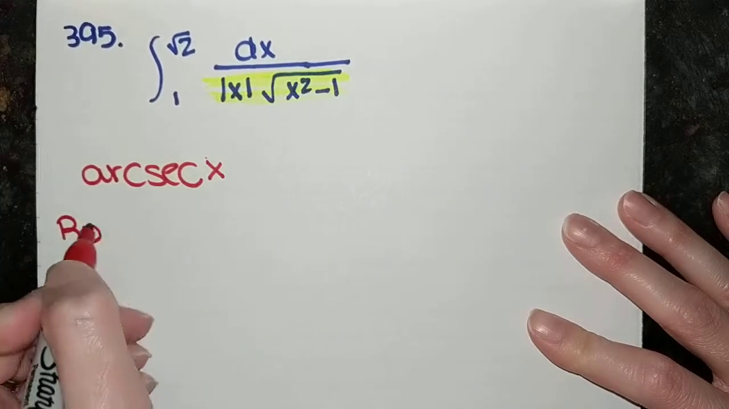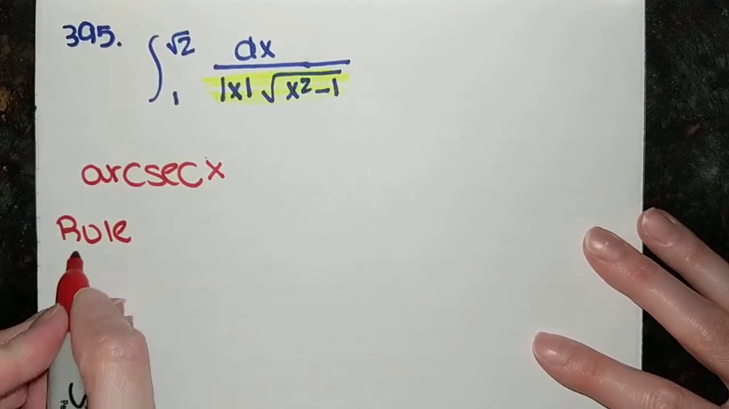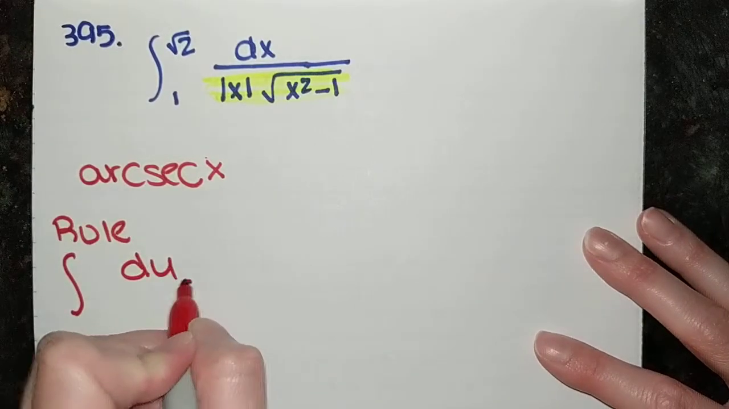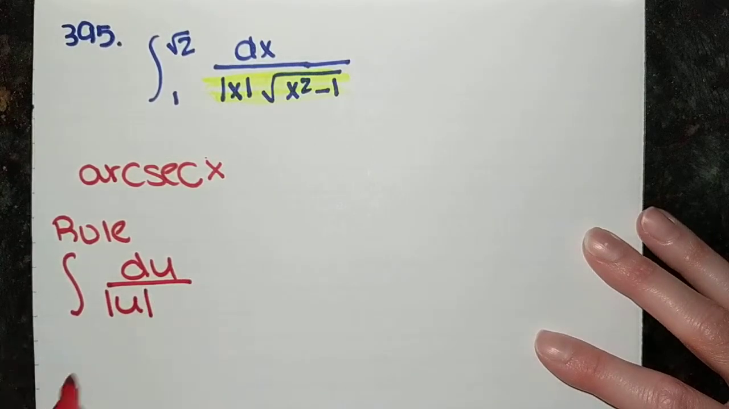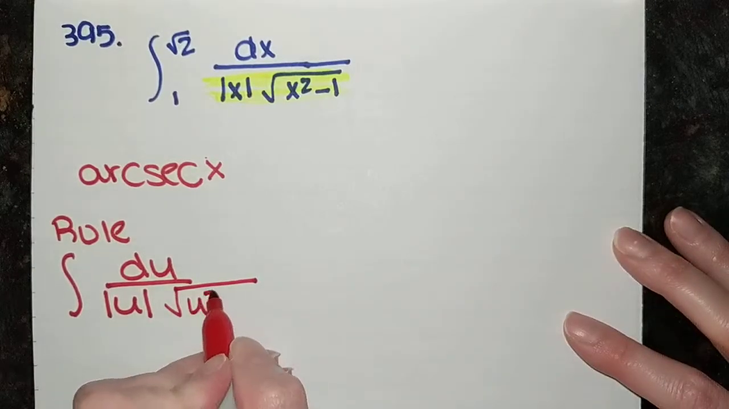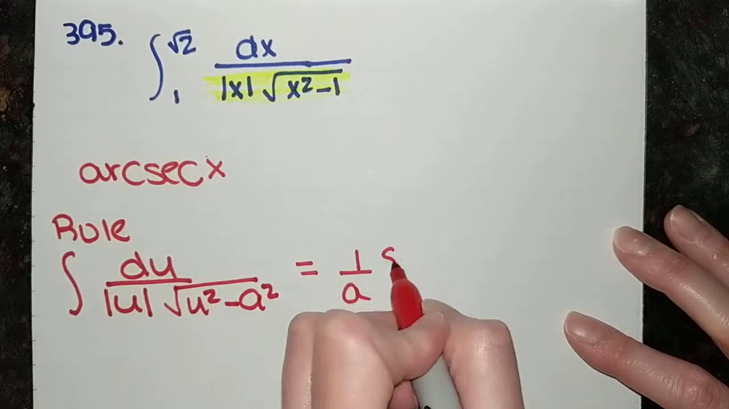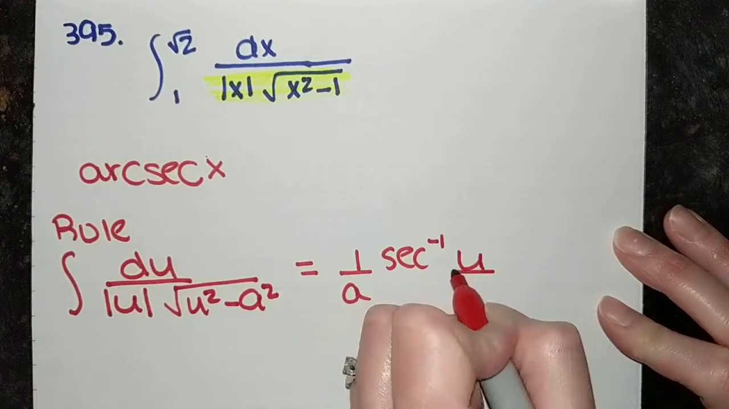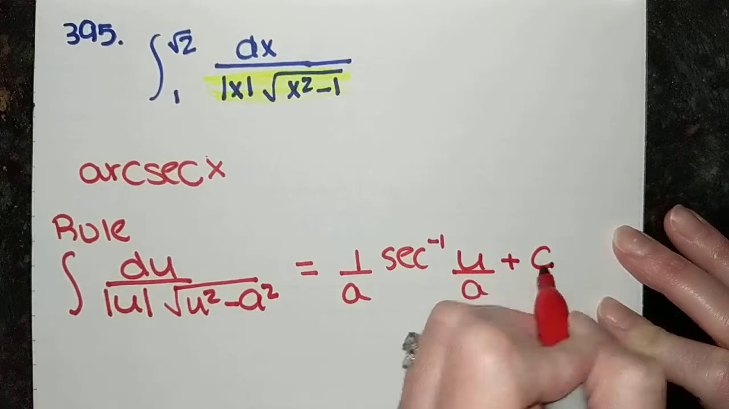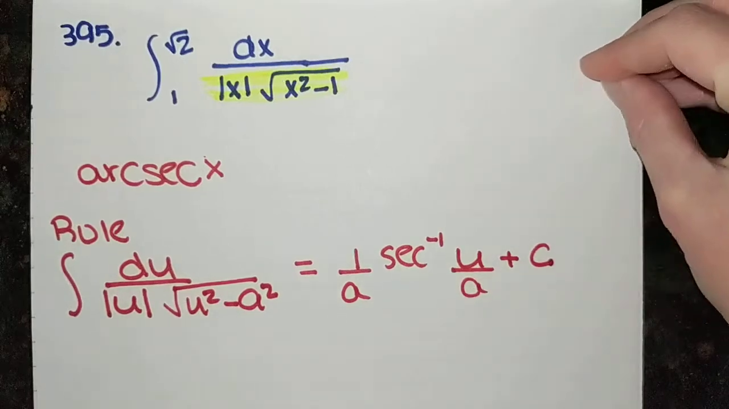And that rule that we use when we do our integration is going to be that the integral of du over the absolute value of u, square root, and then our u squared minus a squared is going to equal 1 over a secant inverse u over a plus c. So that is a rule that we have to memorize in order to be able to integrate this.